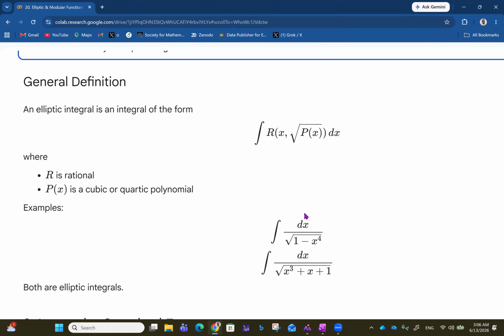So it's rational, as you can see, in terms of x, and then you have the square root of something like P of x. Here it's 1 minus x to the power 4, so it's a quartic here, and this one is a cubic down here.